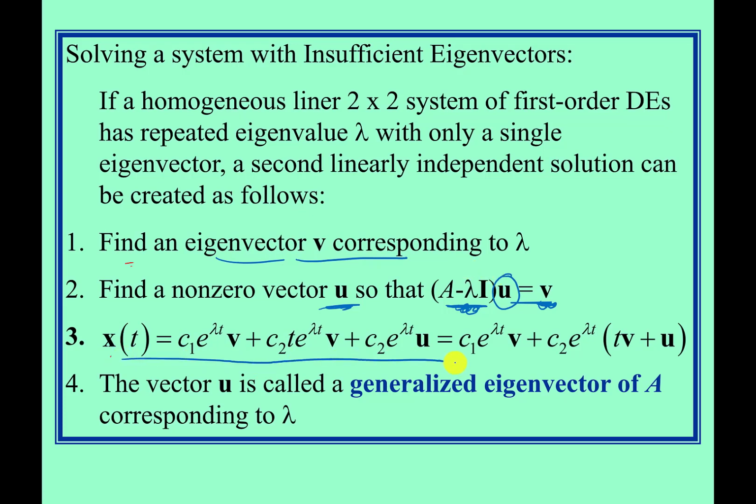Then our complete solution would be built by taking C1 e to the eigenvalue t times the eigenvector, and then C2 t e to the eigenvalue t times the eigenvector, plus another additional piece of C2 e to the eigenvalue t with the u that we found. Often when they write the solutions, they factor out the C2 and the e to the lambda t, so they just have tv plus u there. Remember, that's called a generalized eigenvector.